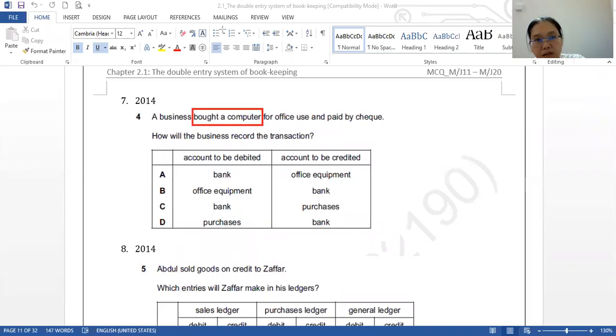Bought a computer for office use, paid by check. Computer is a non-current asset. Okay.